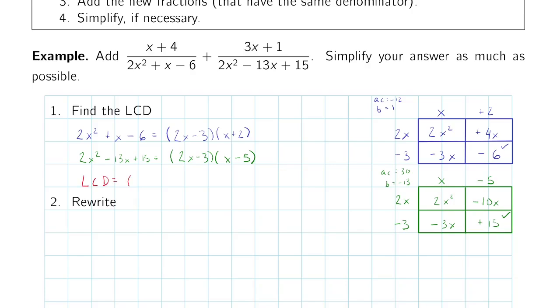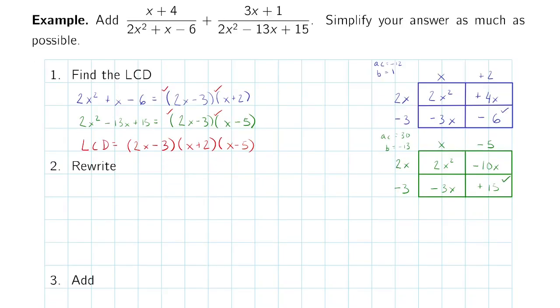Putting that together, I'm going to get my LCD. It has a factor of 2x minus 3. That appears in both of these denominators. It has a factor of x plus 2. That appears only in the first one. It has a factor of x minus 5. That appears only in the second. And that's all of the factors. So that's my LCD. I'm not going to multiply that out.